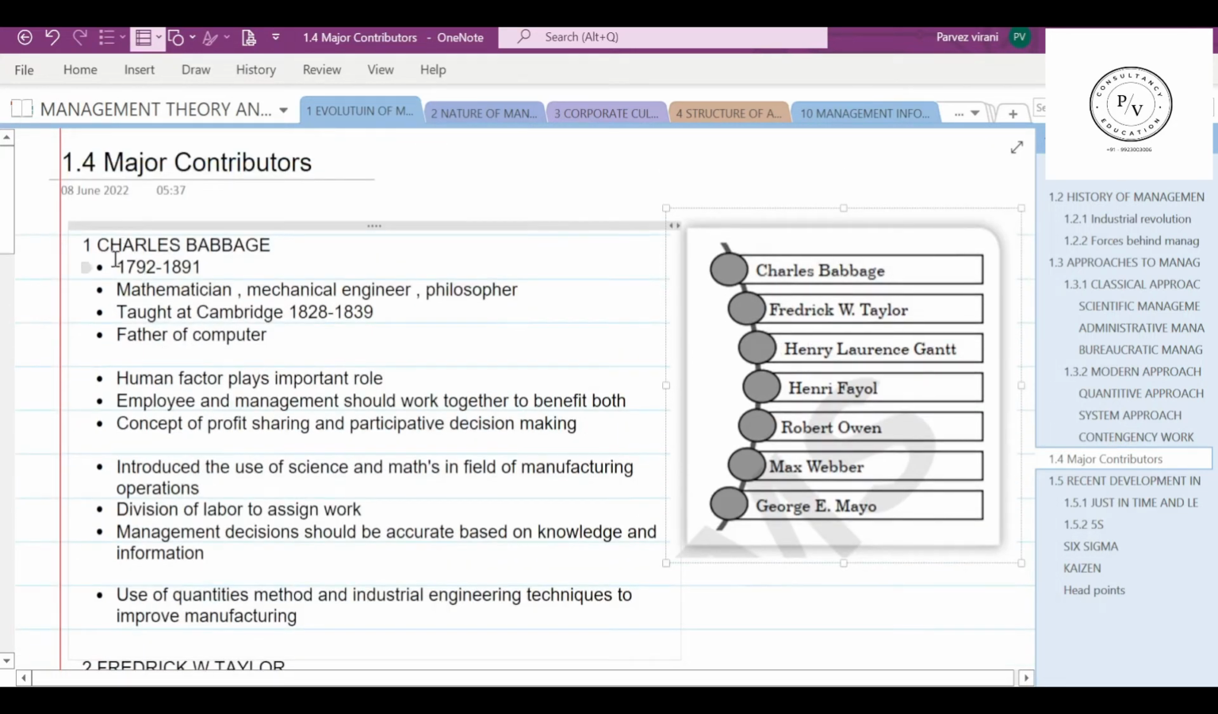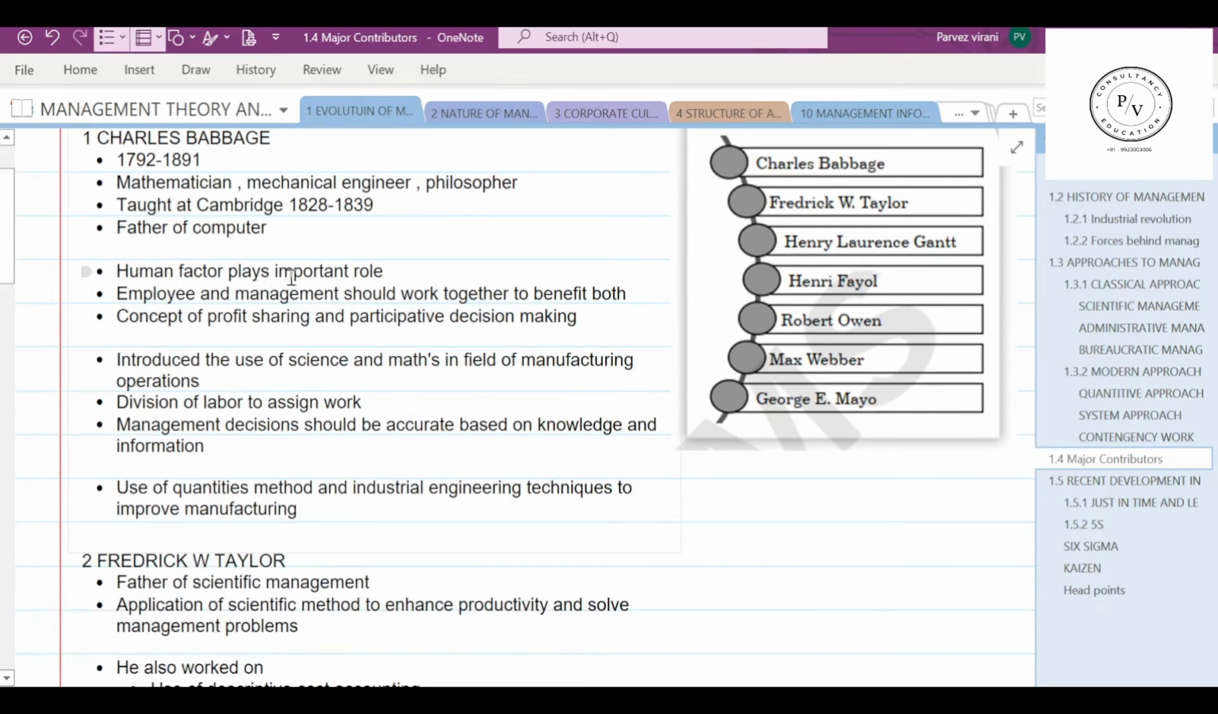Charles Babbage, 1792 to 1891. He was a mathematician, mechanical engineer, philosopher. He taught at Cambridge in 1828 and 1839. He is also called the father of computers. Human factors play an important role. He stated employees and management should work together to benefit both. Concept of profit sharing and participative decision making.